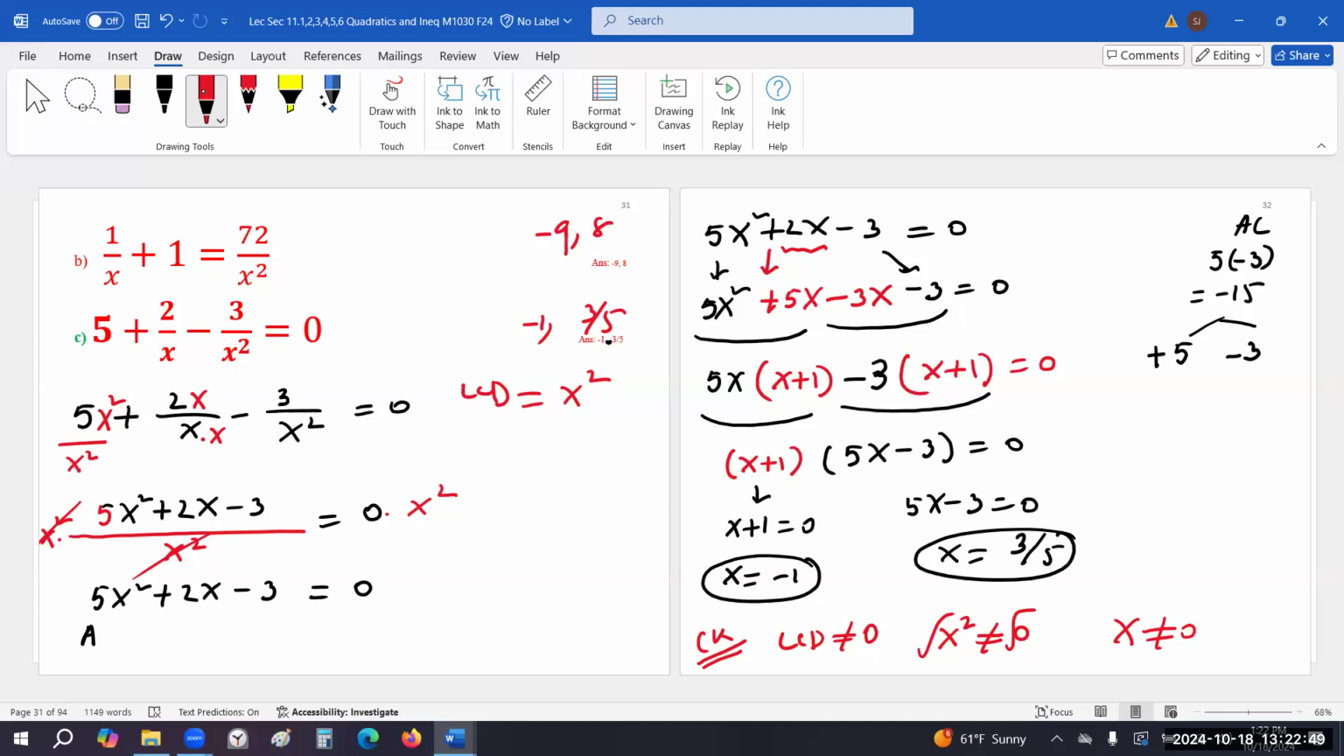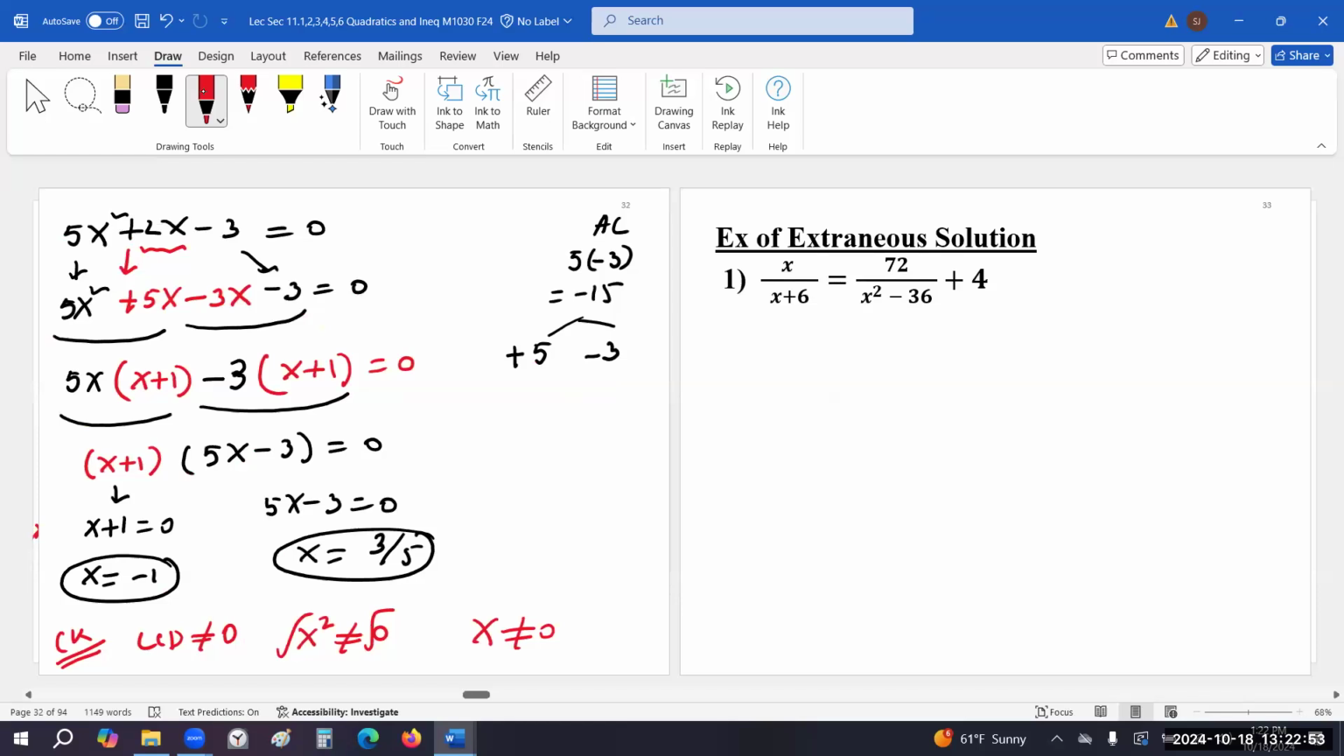But it's possible to have something that makes the denominator 0. So this is one example. How come it switches to -1 and not +1? We have x plus 1 equals 0, so we subtract 1 from both sides. So x is negative 1.